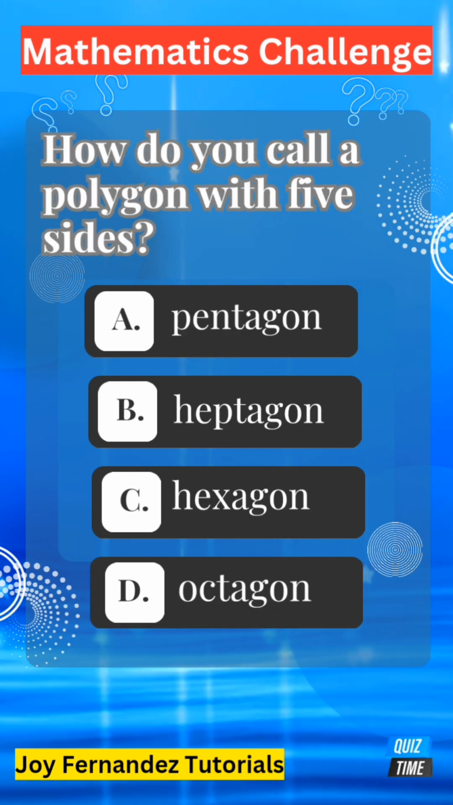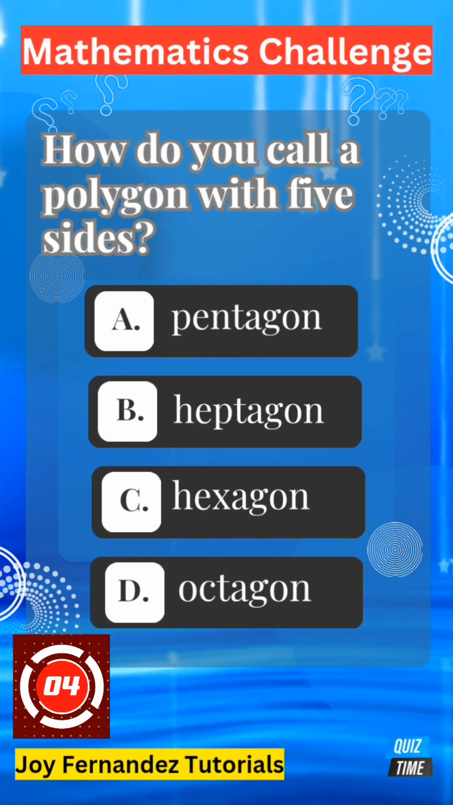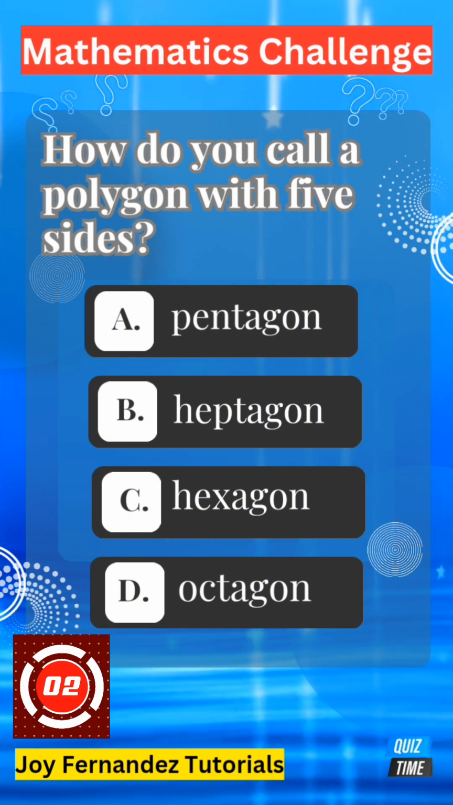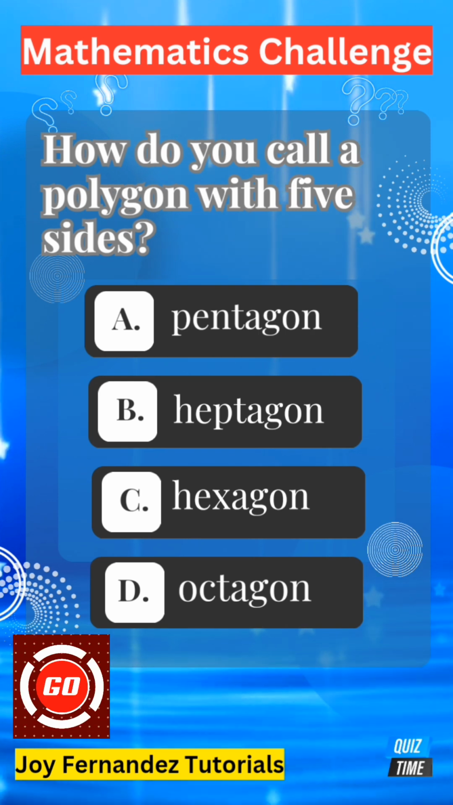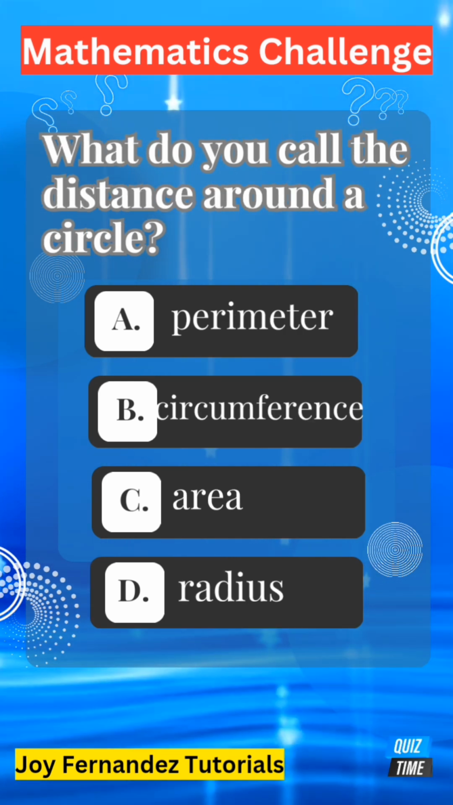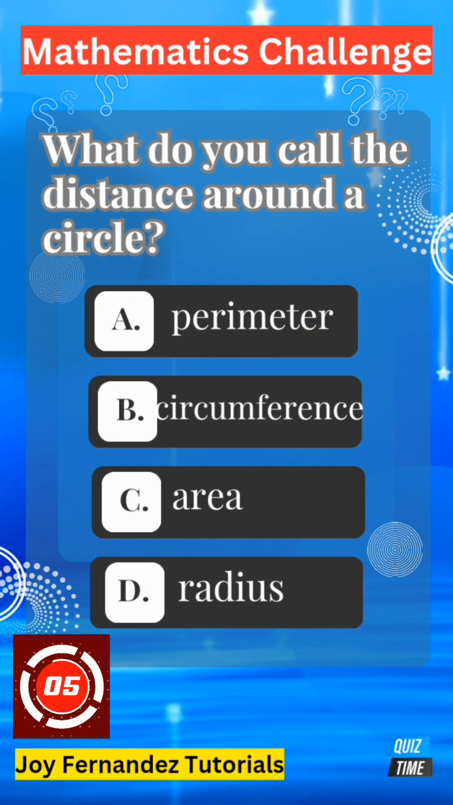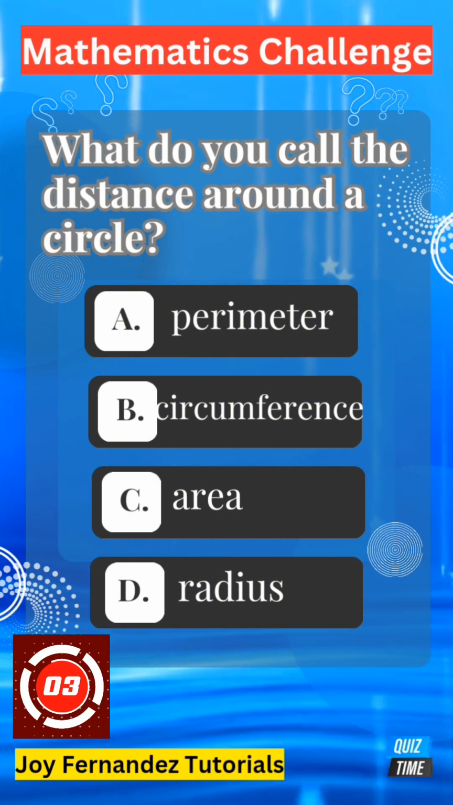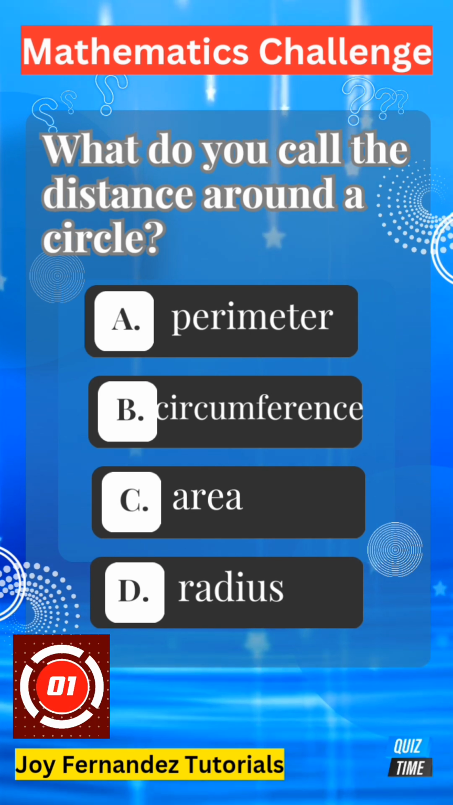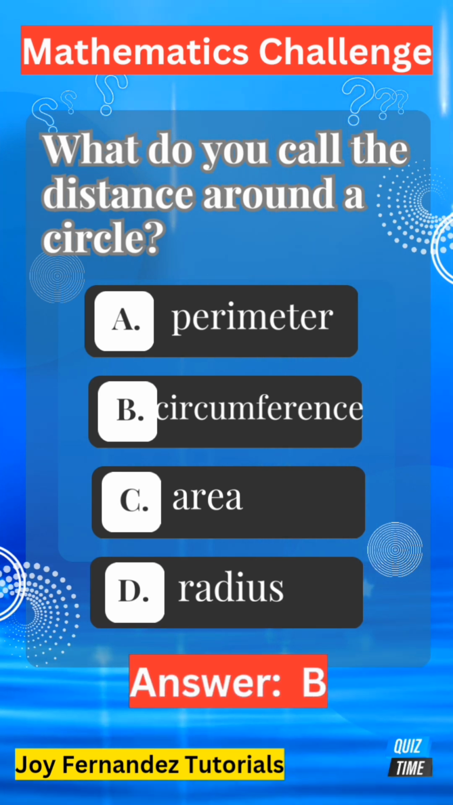How do you call a polygon with 5 sides? The answer is A. Pentagon. What do you call the distance around a circle? The answer is B. Circumference.